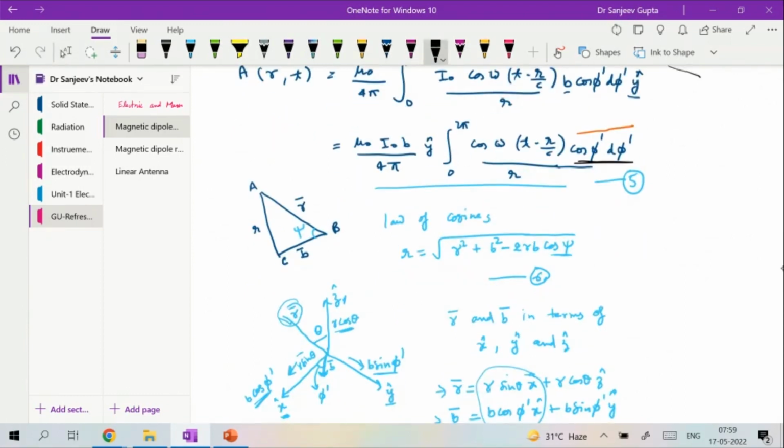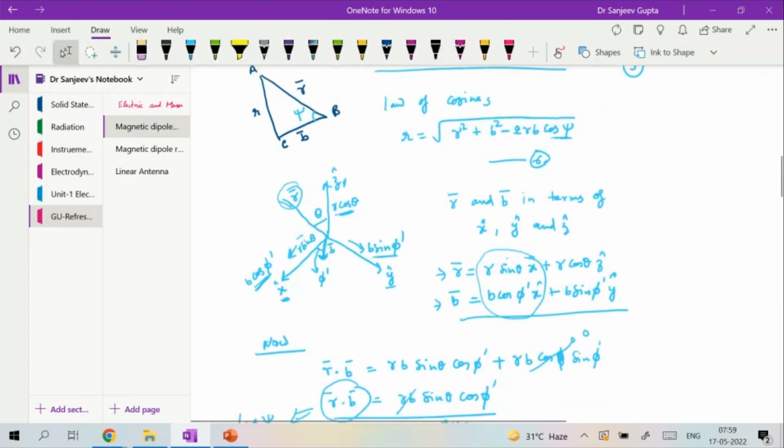Now, you can see I have taken some part of my loop. So this is an R, this is another R, and this is B, making angle phi. Using the law of cosines, R is equal to the square root of R square plus B square minus 2RB cos phi, which I have written. But if I distribute the angle in a different way, you can see that B sin phi and RB cos phi we have given.